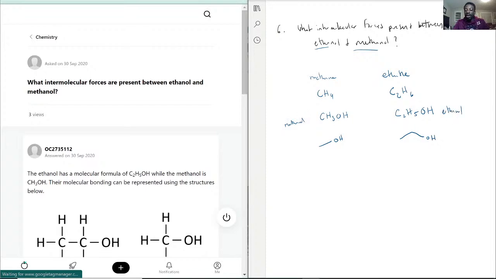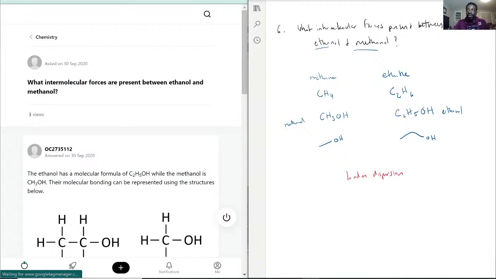Okay, and now they're asking for the intermolecular forces present between ethanol and methanol. So what are the list of intermolecular forces that are possible? We have the London dispersion force, which is present in everything.